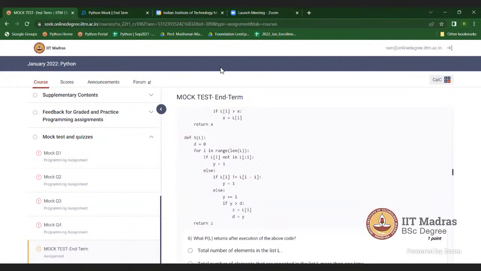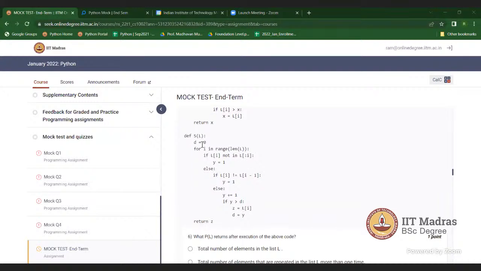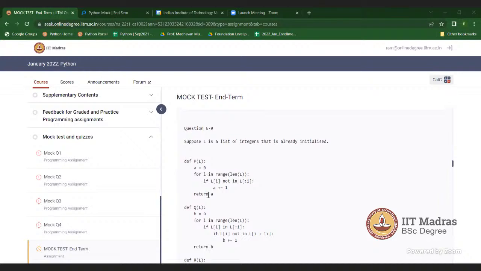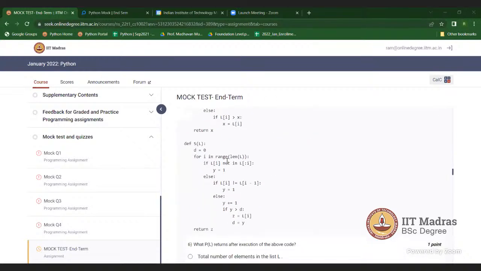Okay, so let's just look at what's happening here. Initially we have d equals 0, and then we are looping. This L is a list. Okay, the L is a list, for i in range of length of L. If L of i is not in the first i minus 1 elements, what that basically means is that L of i is not there in the first i minus 1 elements, so it does not repeat. Okay, L of i is not repeating until that ith position, you could say. Okay, but not after that.